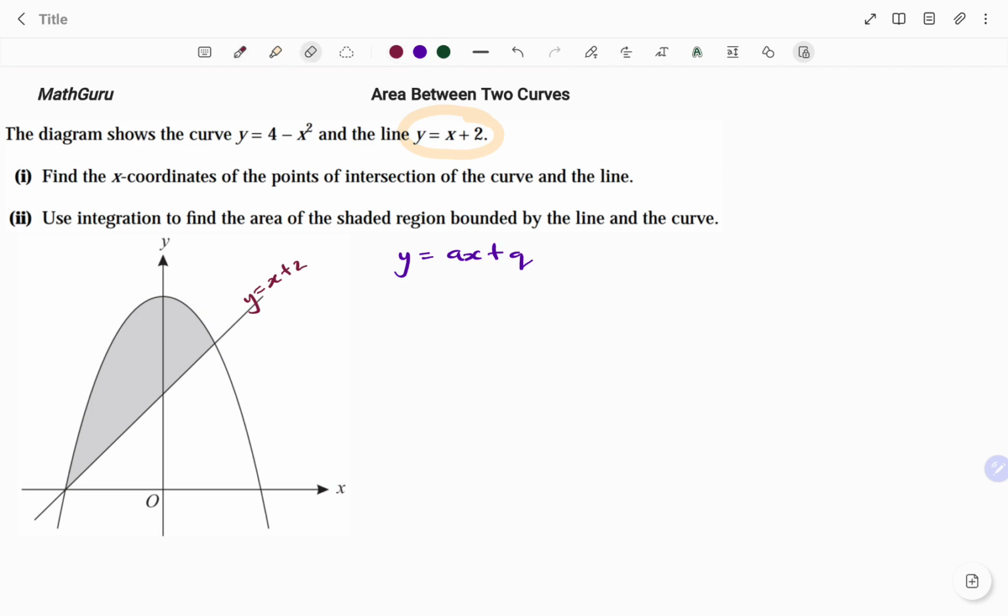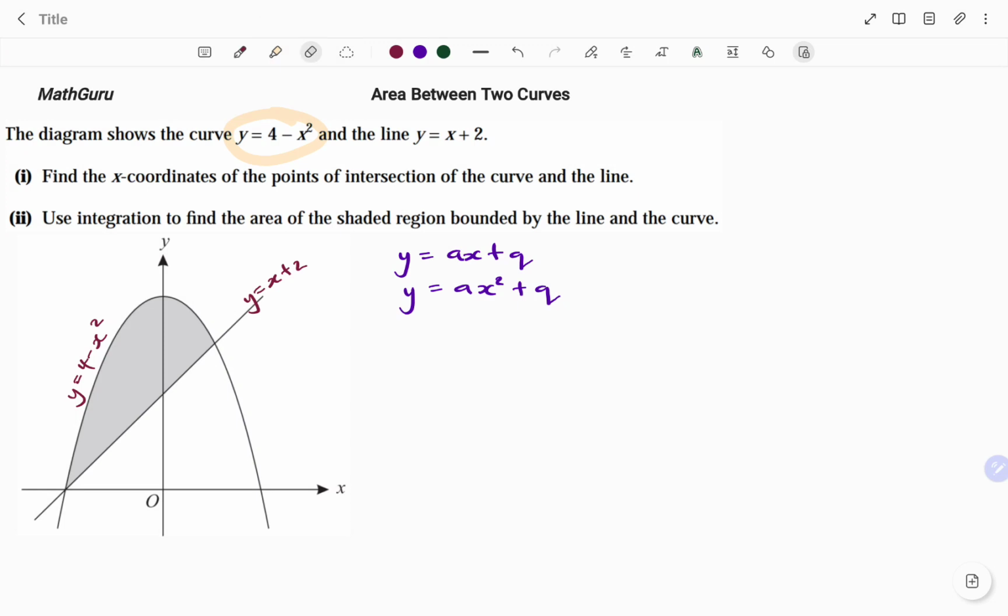And for the curve, which is a parabola, the standard equation is y equals ax squared plus q, and that has been given as y equals 4 minus x squared. My q in this case is 4, and then my a is minus 1, or negative 1. So I'm going to write that beside the curve. I have the curve as y equals 4 minus x squared.